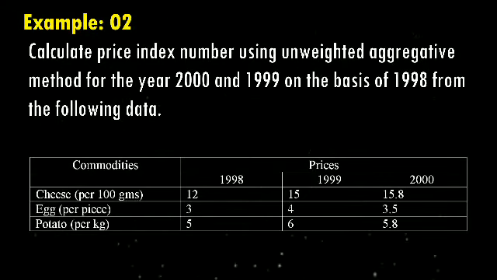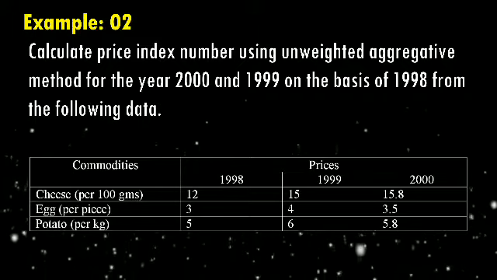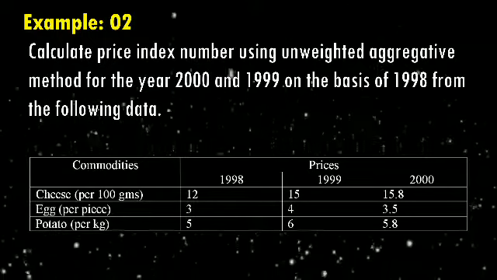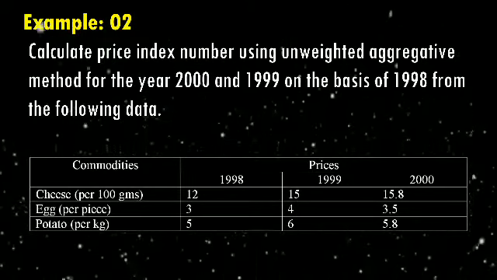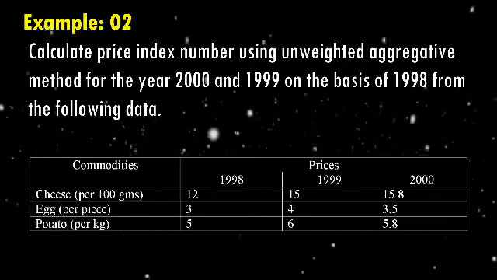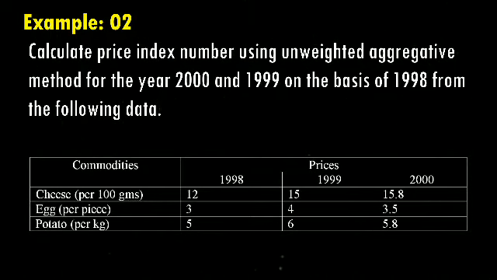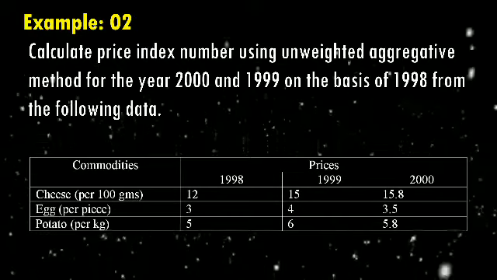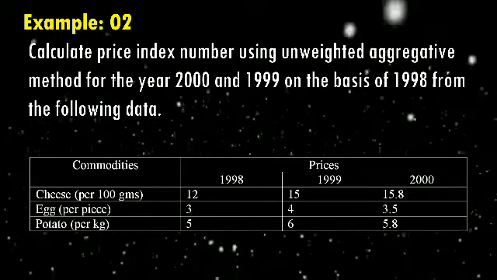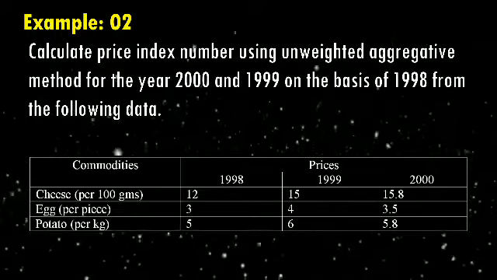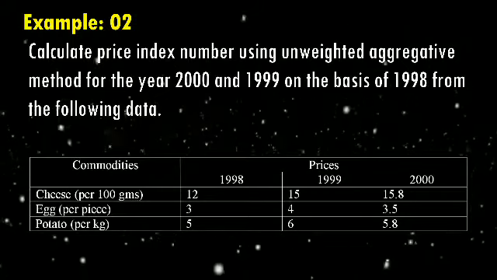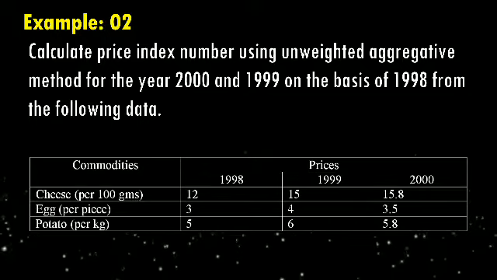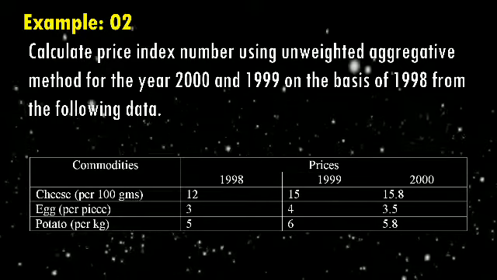Second example, calculate price index number using unweighted aggregative method for the year 2000 and 1999 on the basis of 1998 from the following data. So different commodities are given along with the price values for three different years, 1998, 1999 and for the year 2000. Now your question is to find the price index number using the unweighted aggregative method, and you should find the index number for the year 2000 and 1999 on the basis of 1998.